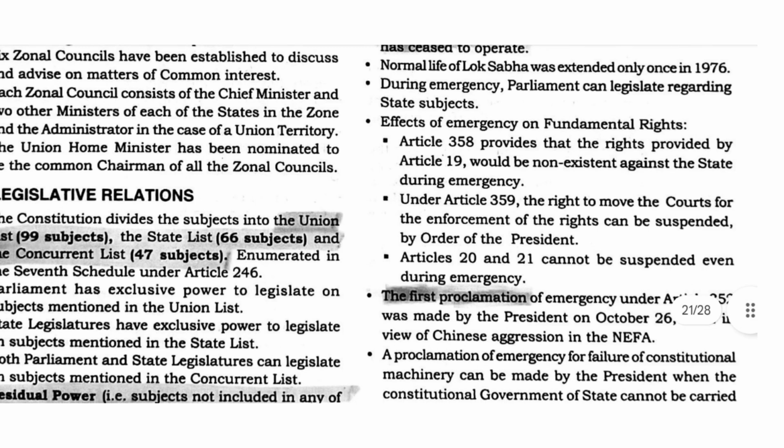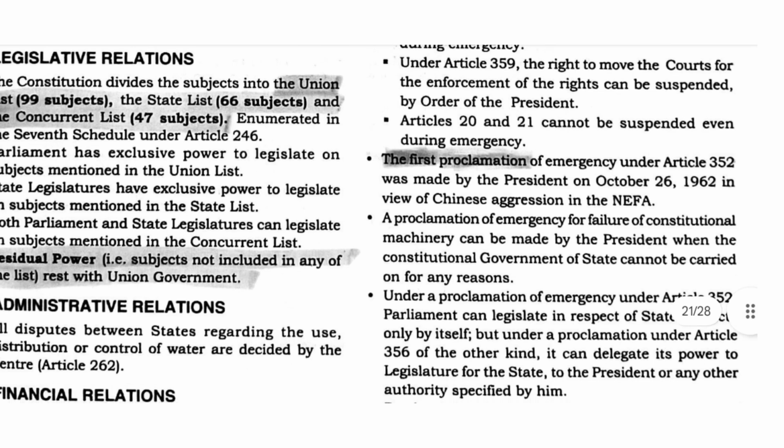Article 358 provides that the rights provided by Article 19 would be non-existent against the state during emergency. Under Article 359, the right to move the courts for the enforcement of the rights can be suspended by the order of the President. Articles 20 and 21 cannot be suspended even during emergency. The first proclamation of emergency under Article 352 was made by the President on October 26, 1962 in view of Chinese aggression in the NEFA.